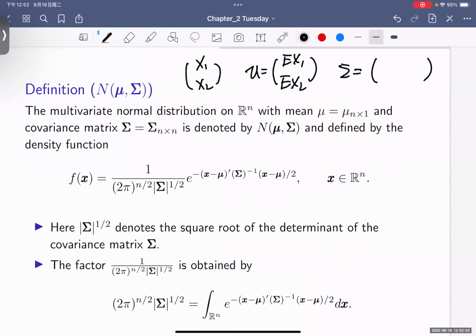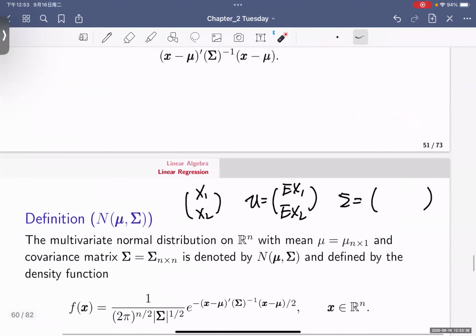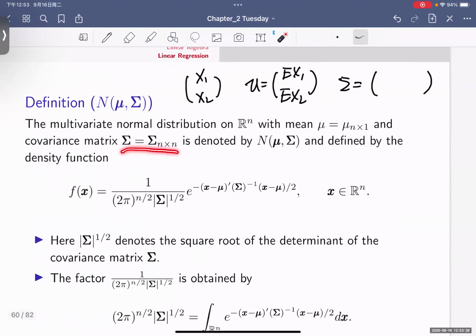For more dimensions, like three dimensions, our sigma will also increase. Previously here we have 2 times 2. If we have three, we should describe the relation among these three random variables, x1, x2, x3. So we also need to describe the relation between x1 and x3, and between x2 and x3, and so on. Therefore, this covariance matrix is n times n.